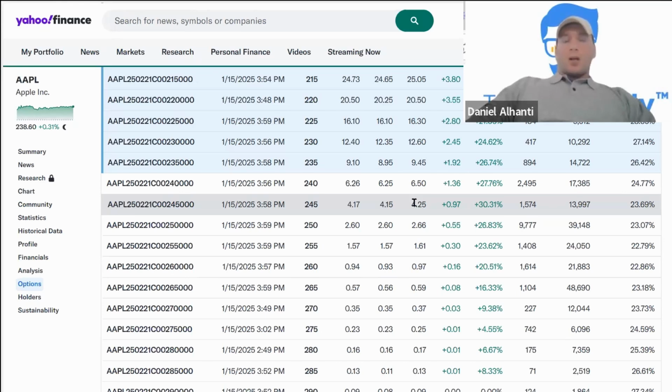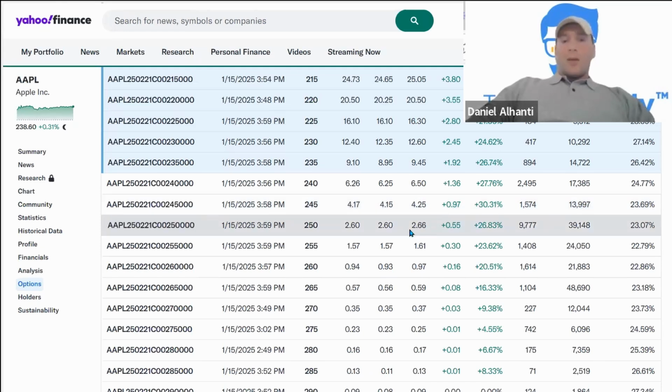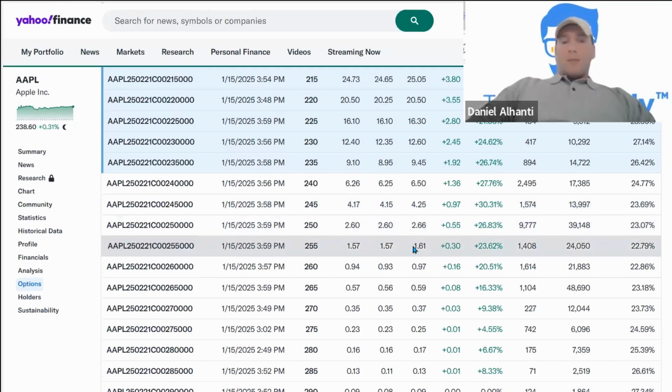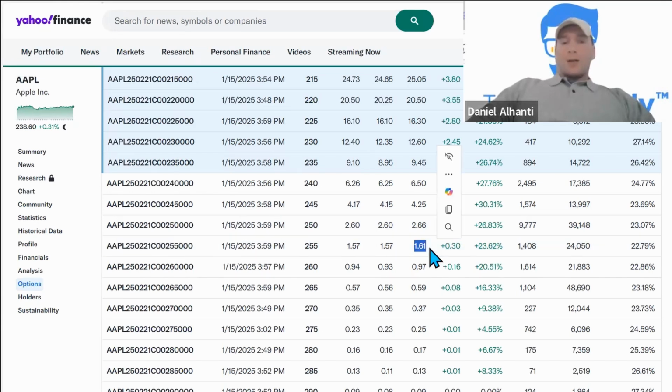Also, a question I get a lot is how much can you lose with this? You can only lose the amount of the contract. So if you buy the 255s for $1.61 each, and I buy one of them, I can only lose $161. I can't lose more than that. Okay. So you can only lose the amount that you put in. You can't lose more than that. You don't need to own any previous stock before that. You could just buy the contracts.